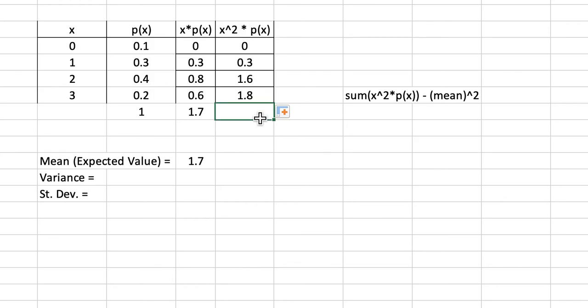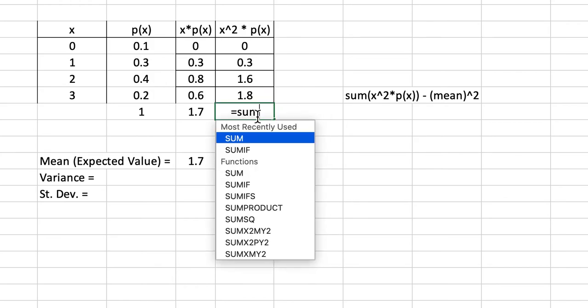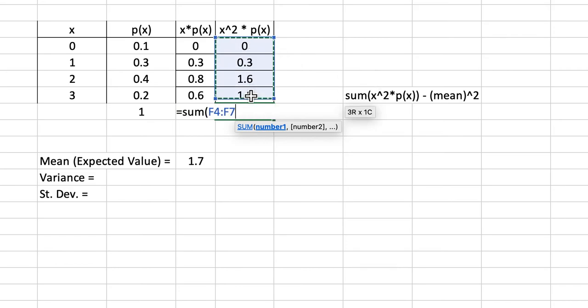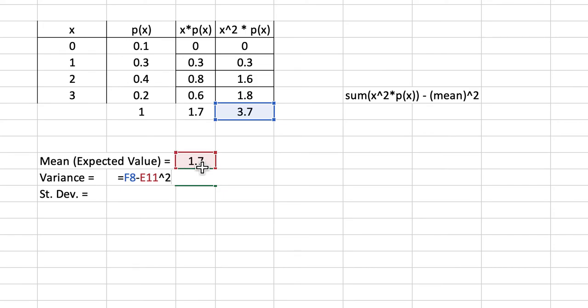And then I'm going to find the sum of those 4 numbers. And once again, that is the sum of the x squared p of x's. Now, the variance, as we know, is, we'll put equals there, whatever that came out to be, minus the mean squared. And there we have 0.81, which does agree with what we have in the notes.